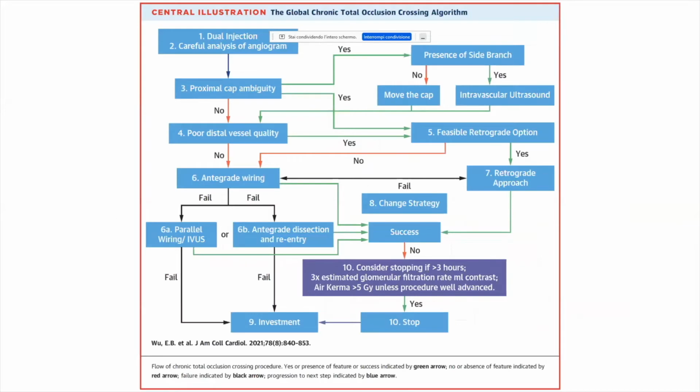And after the third point, there is step 4. So we have to look at the quality of the distal vessel, because if we have a poor distal vessel quality, we have to go retrograde.